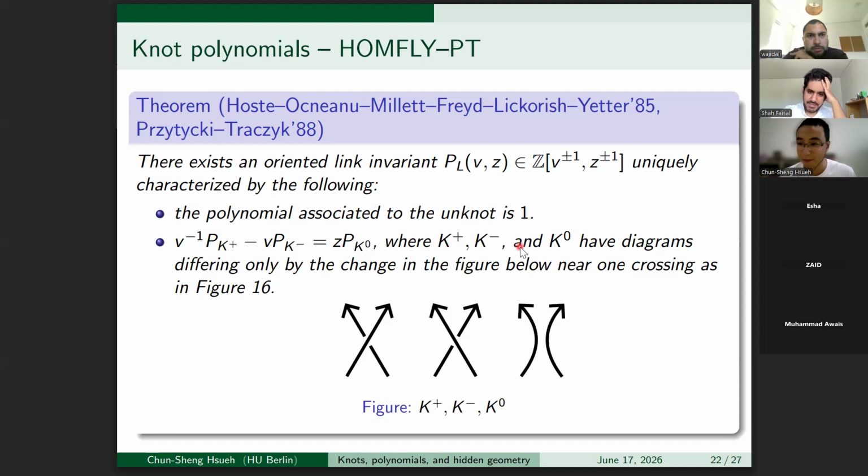Sorry, I think I just didn't get it. If I give you a link, which you say L, then you give it a Laurent polynomial? Yes.